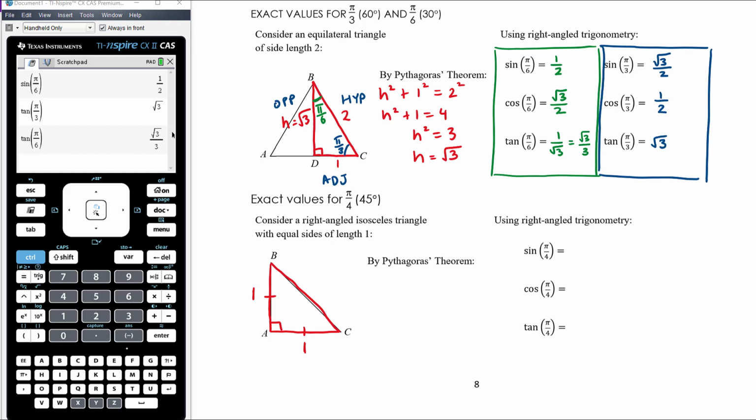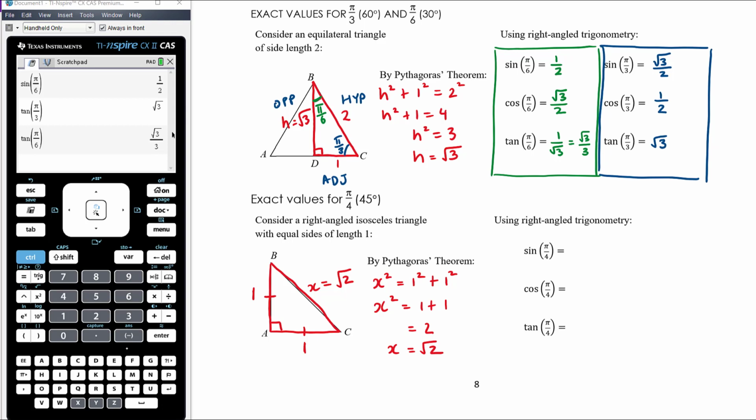Again, by Pythagoras' theorem, we can calculate this hypotenuse length. Okay. So we know that x squared is equal to 1 squared plus 1 squared. So x squared equals 1 plus 1, which is 2, and therefore x is √2. And again, I don't need to do Pythagoras every time. I remember this triangle, it's 1, 1 and √2, and then from there I can calculate my exact values.